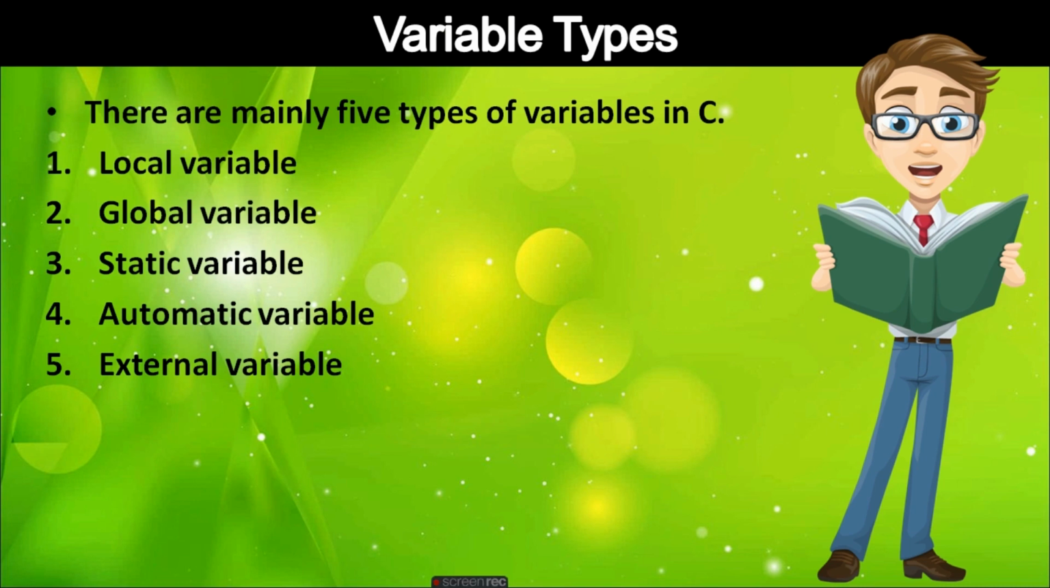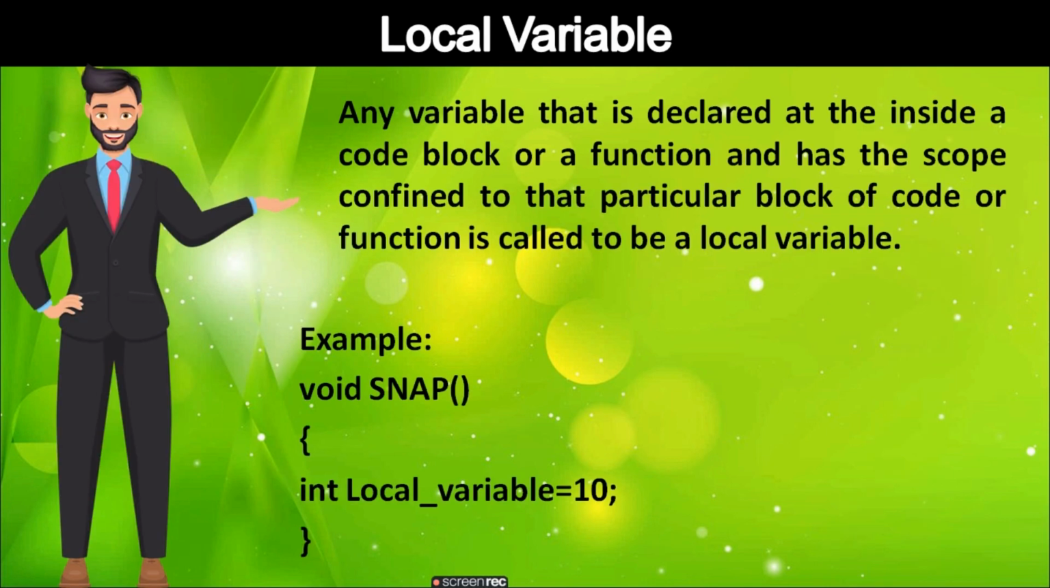Let us understand the variable types. There are mainly 5 types of variables in C: local variable, global variable, static variable, automatic variable, and external variable. Let us understand them one by one. The first one is the local variable. Any variable that is declared inside a code block or a function and has its scope confined to that particular block of code or function is called a local variable.